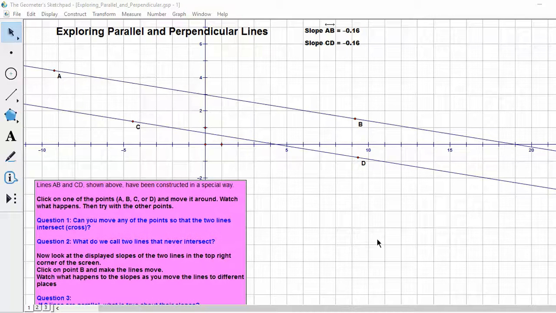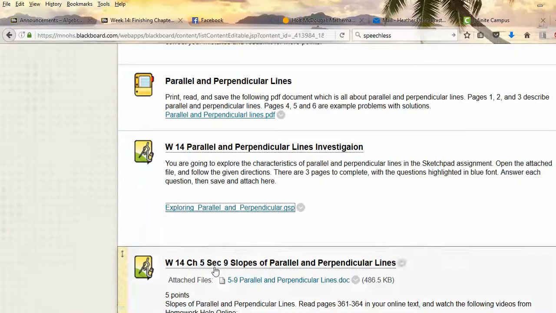Hello, this is a short video about how to do the Exploring Parallel and Perpendicular Lines assignment that is in your week 14 folder. It's actually called the Parallel and Perpendicular Lines Investigation. And I already opened up the Sketchpad file.